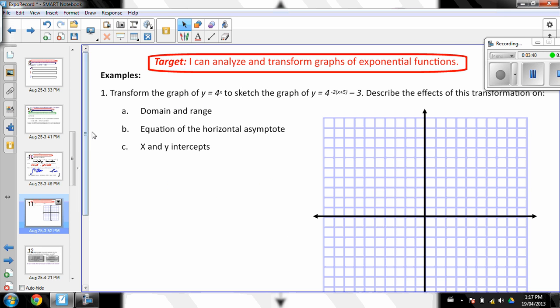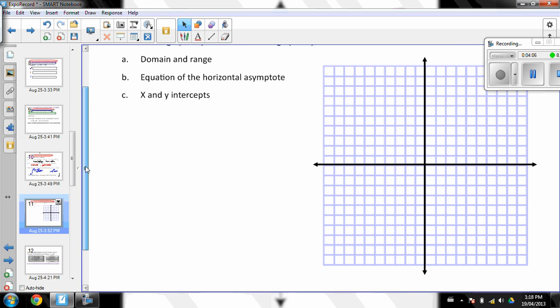Okay, let's talk about reflections and stretches when we are actually graphing. So transform the graph y equals 4 to the power of x to sketch the graph of y equals 4 to the power of negative 2 bracket x minus 5 plus 3. Describe the effects on domain and range, equation of the horizontal asymptote, x and y intercept. So you have a choice. You can either map or you can move each step. We're going to map it because I like to map, so we're just going to map.